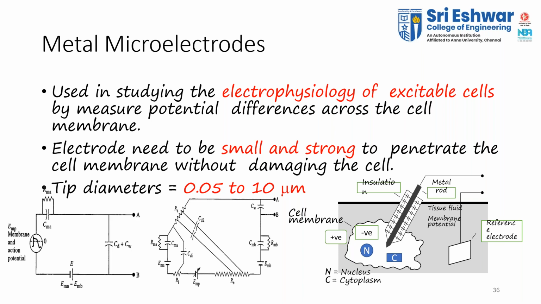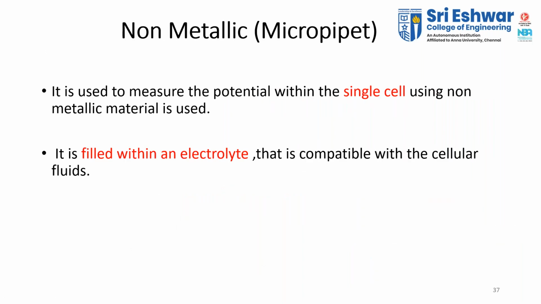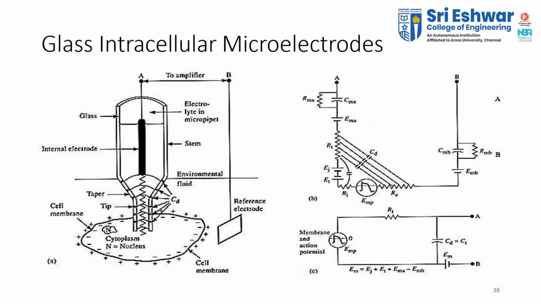Non-metallic micropipette. So the second type of neural electrode is the non-metallic micropipette. It is used to measure the potential within the single cell. It is also used to measure a single cell, right? So it is non-metallic. Okay, it is filled with an electrolyte that is compatible with the cellular fluids. It is not a metal. This is non-metal. It is filled with electrolyte. So this is your glass intracellular microelectrodes.